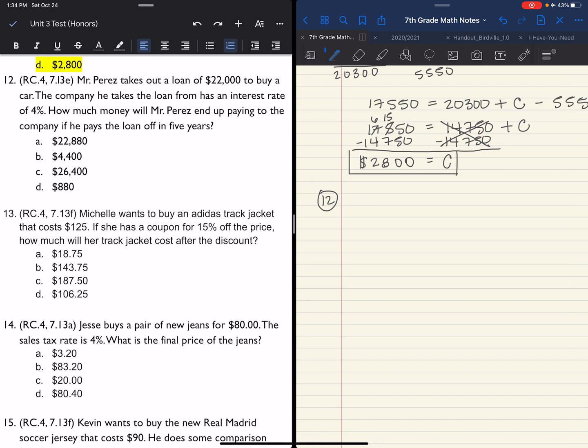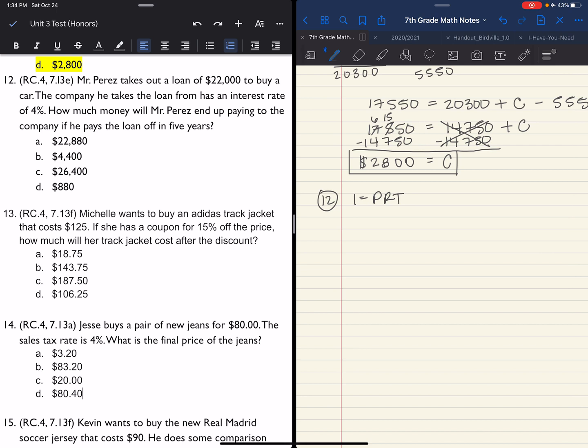Mr. Perez takes out a loan for $22,000 to buy a car. The company he takes the loan from has an interest rate of 4%. How much money will Mr. Perez end up paying to the company if he pays the loan off in 5 years? Now, considering I see those words interest rates and just the word interest, that should tell me as a student I need to go to my simple interest notes.